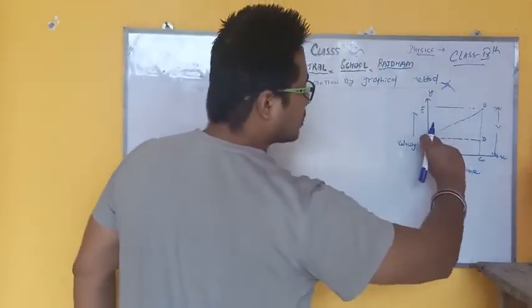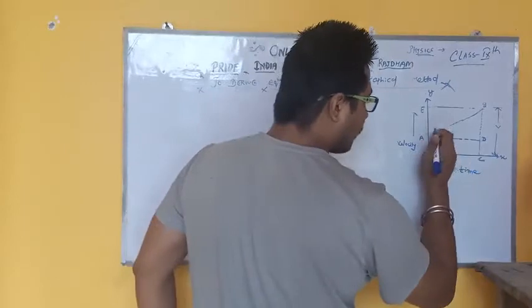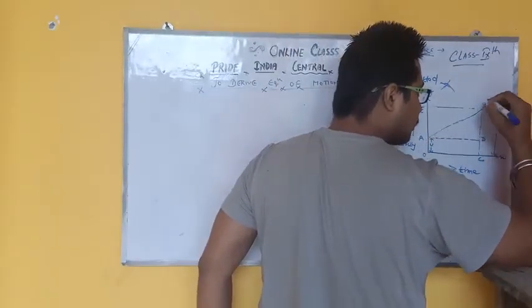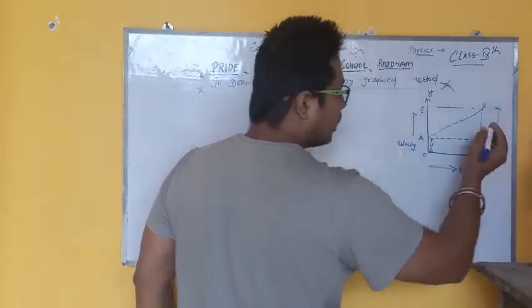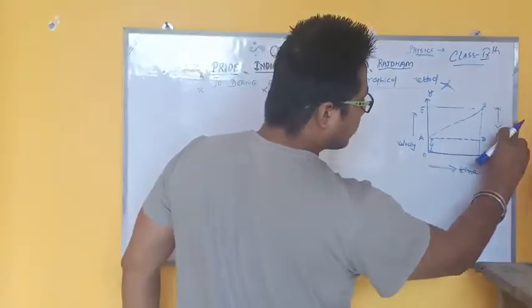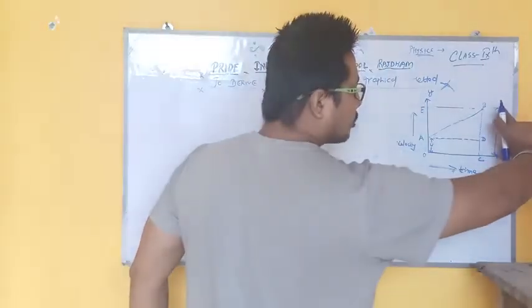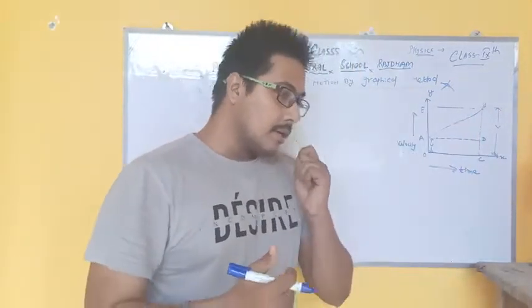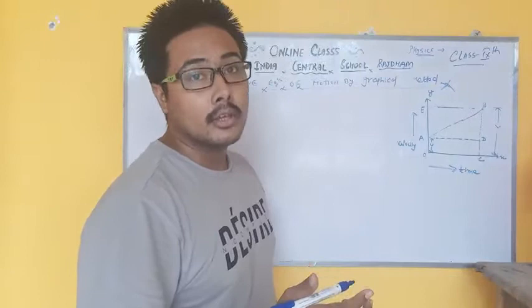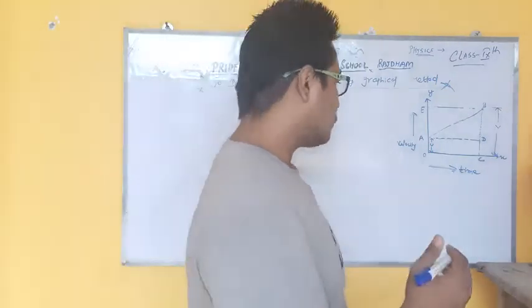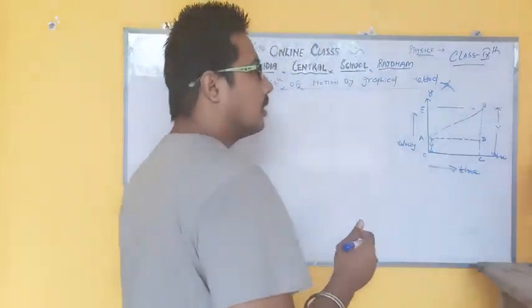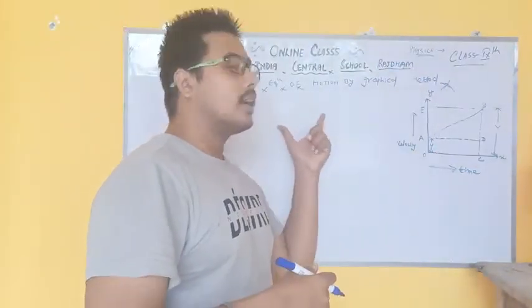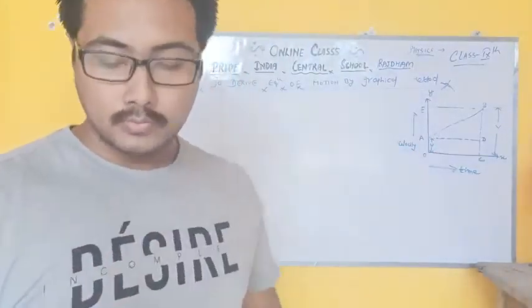OA is the initial velocity of the body. After reaching point A, the body travels with uniform acceleration and reaches point B. Therefore, BC is the final velocity of the body. As you have learned, acceleration is nothing but final velocity minus initial velocity divided by the time taken. Acceleration is that only. So we will now derive these equations of motion.